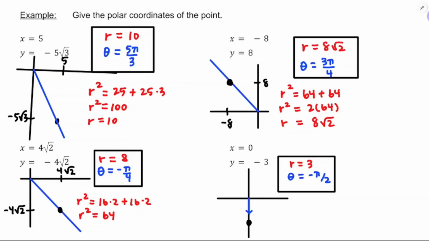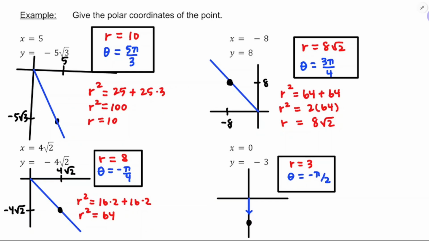All right, there you go. So I got r equals 8 and theta equals negative pi over 4, and r equals 3 and theta equals negative pi over 2. You might be there thinking, well, I got r equals 8 and theta equals 7 pi over 4, and r equals 3 and theta equals 3 pi over 2. And that's great. That's just as right as I am.